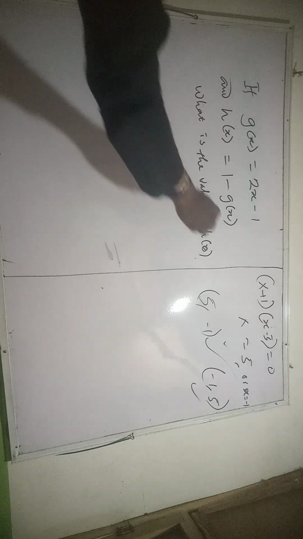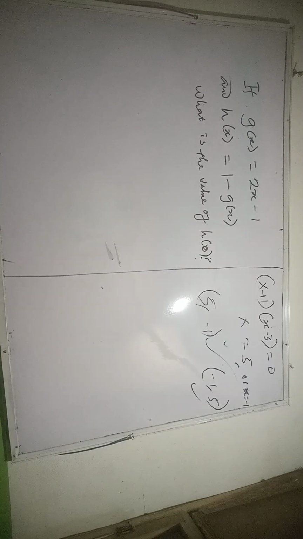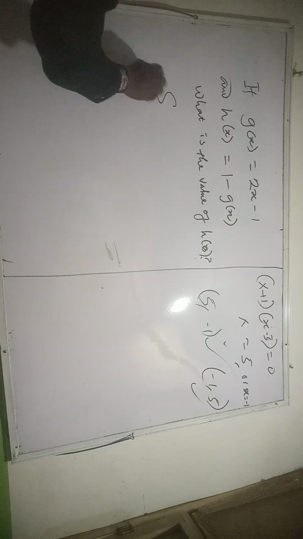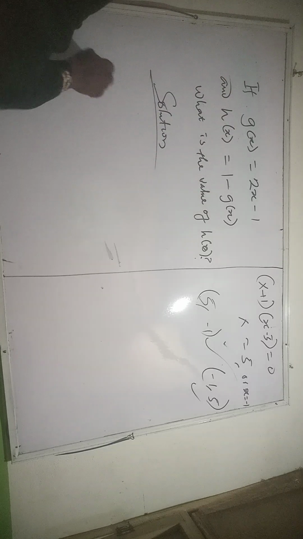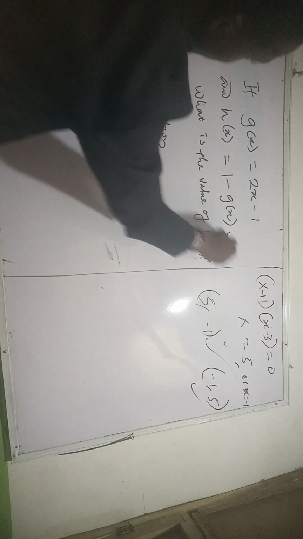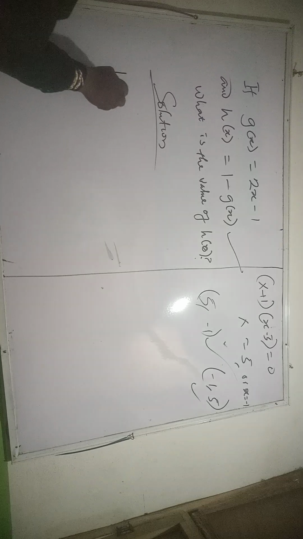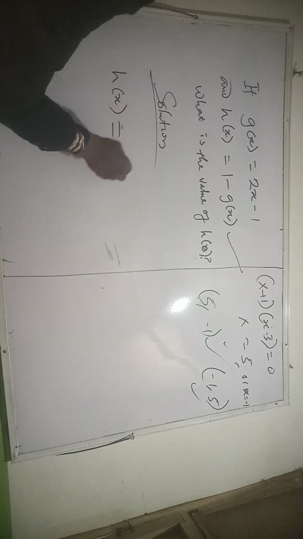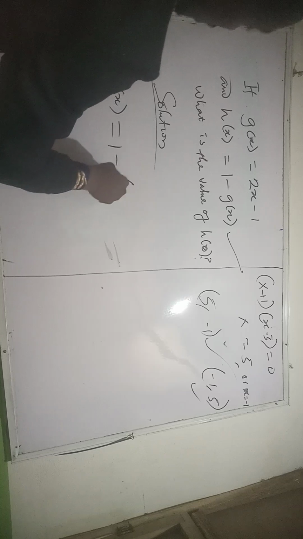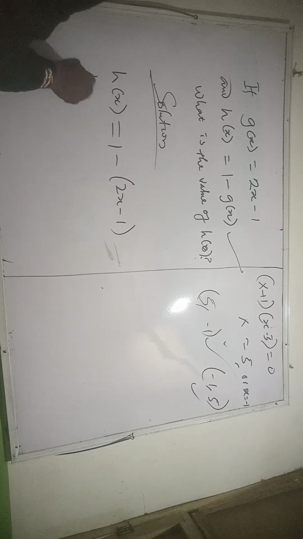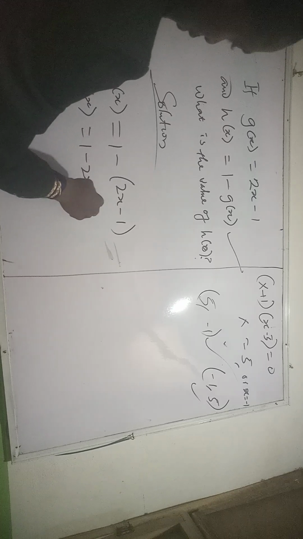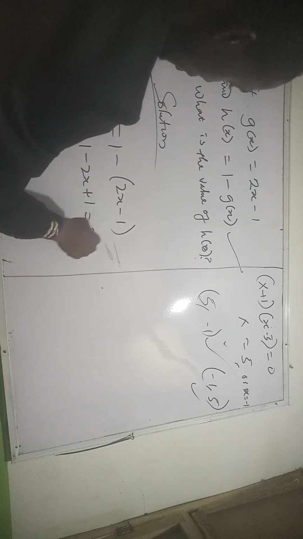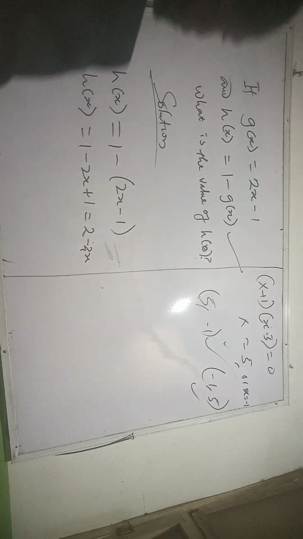So this is what they want us to find. What is the value of h of 0? I think that is not a question anyway, but let's still solve this. Solution. So from the second statement, we have h of x, which is the same thing as 1 minus g of x. What is g of x? g of x is 2x minus 1. Then we have h of x becoming 1 minus 2x plus 1, which is the same thing as 2 minus 2x.